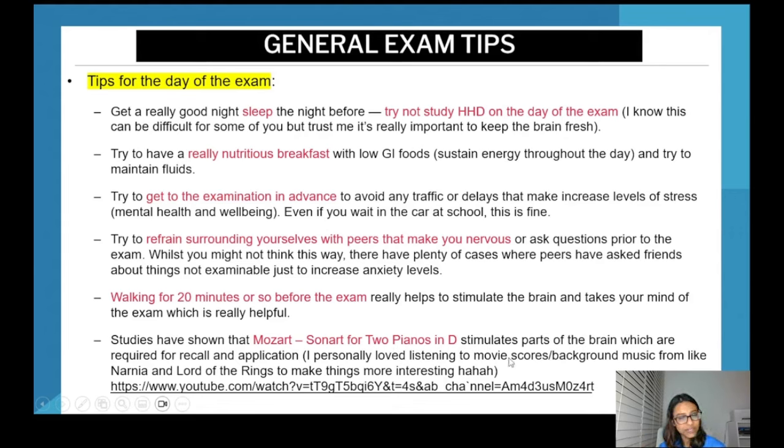But I personally love listening to, I literally did this today for a uni assignment, movie scores and background music from movies, like childhood movies like Narnia, Lord of the Rings, even Robots, if anyone remembers that crazy movie from the 2010s. I think it was the 2010s.